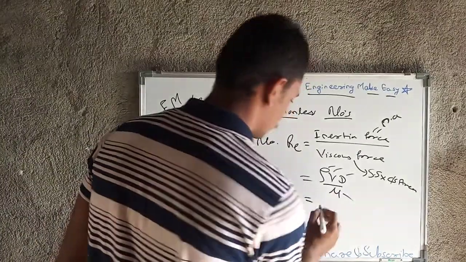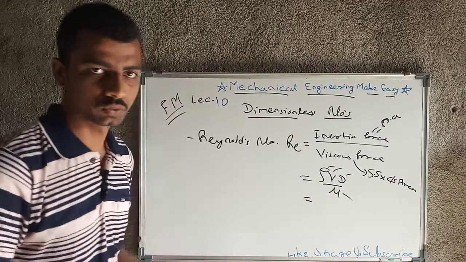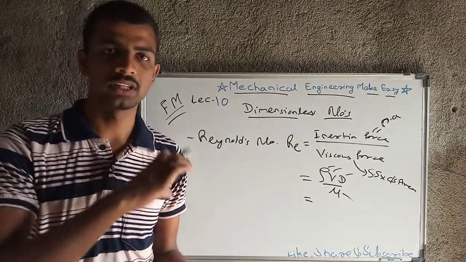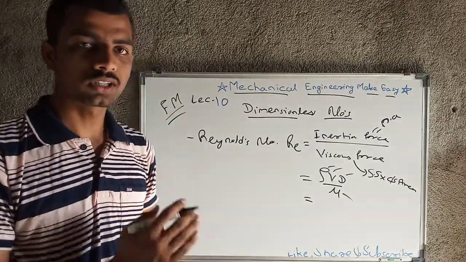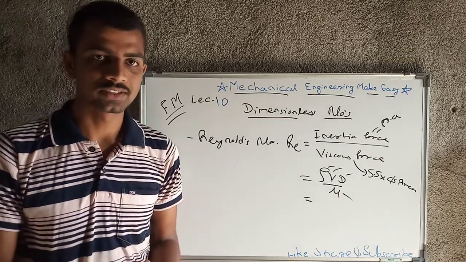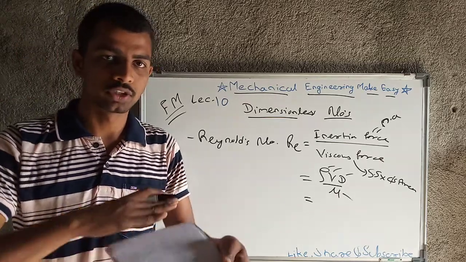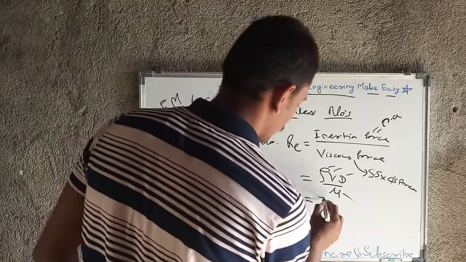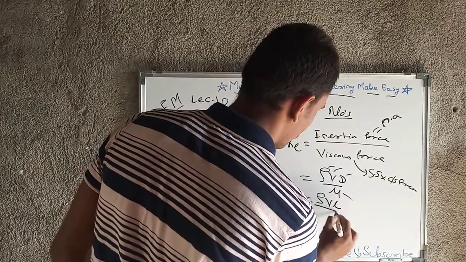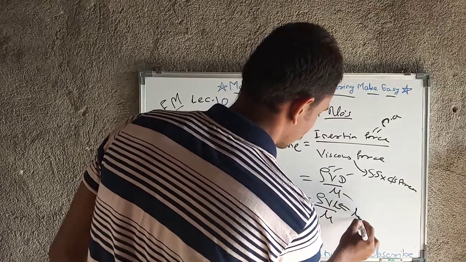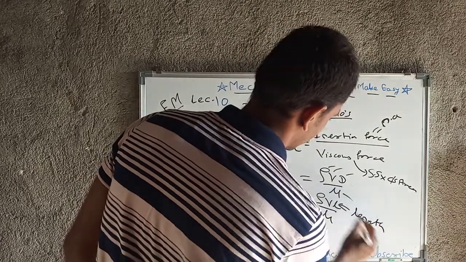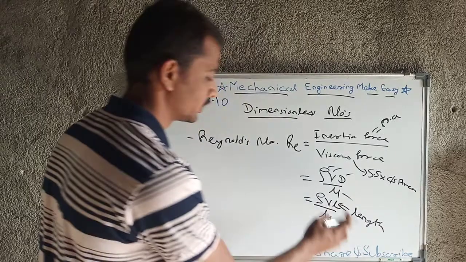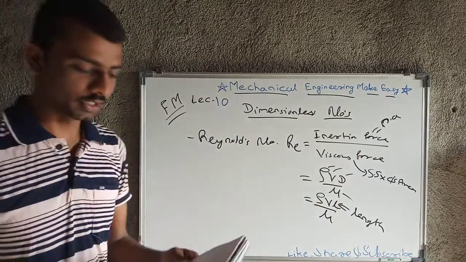And this is for internal flow, because we can calculate the diameter when the flow is internal. But what is the case when the flow is external, like the flow is moving over a flat plate? In that case the Reynolds number will be equal to rho v l by mu. This is the length, earlier this was diameter, this is length, only that small change is there.